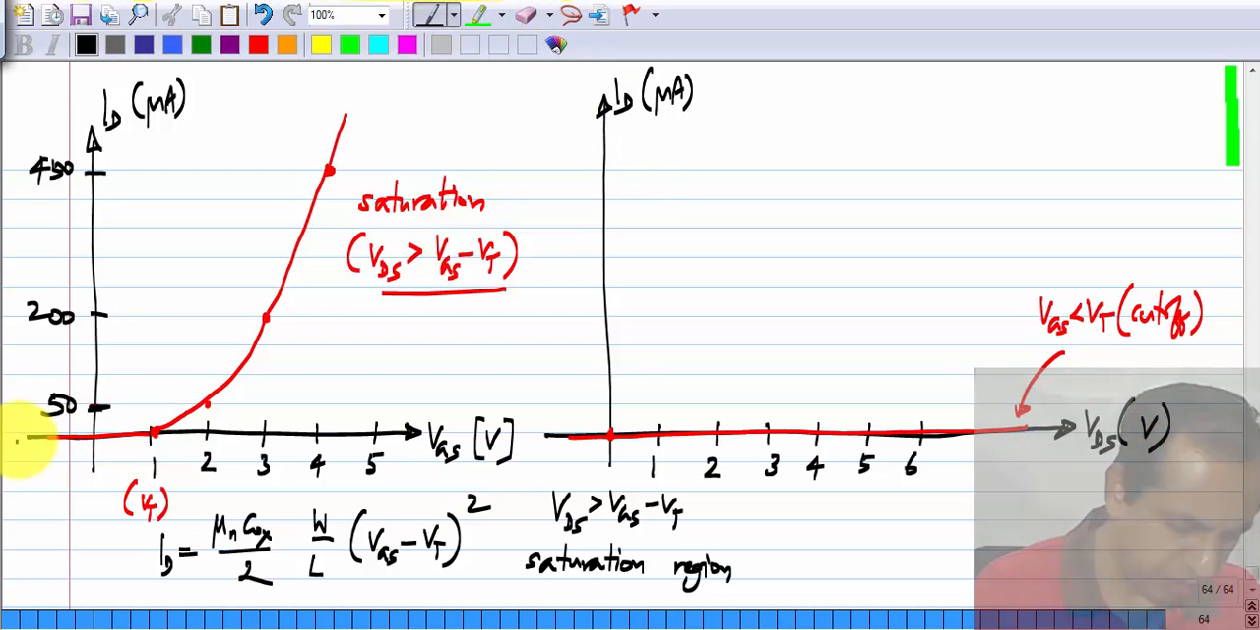By the way, I should start these plots. I earlier said that I will consider VGS and VDS to be positive. So, I should start these plots from 0 and go only to the right.